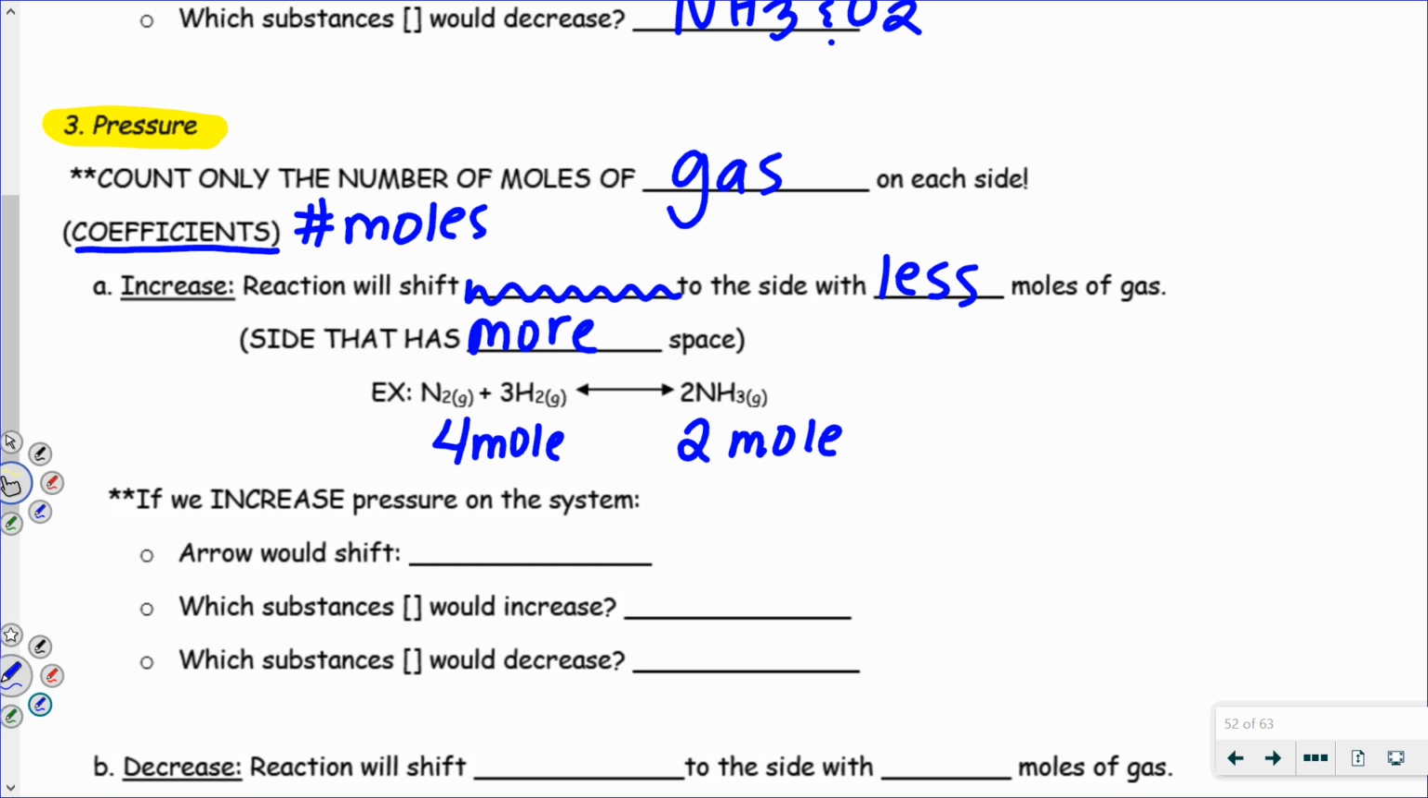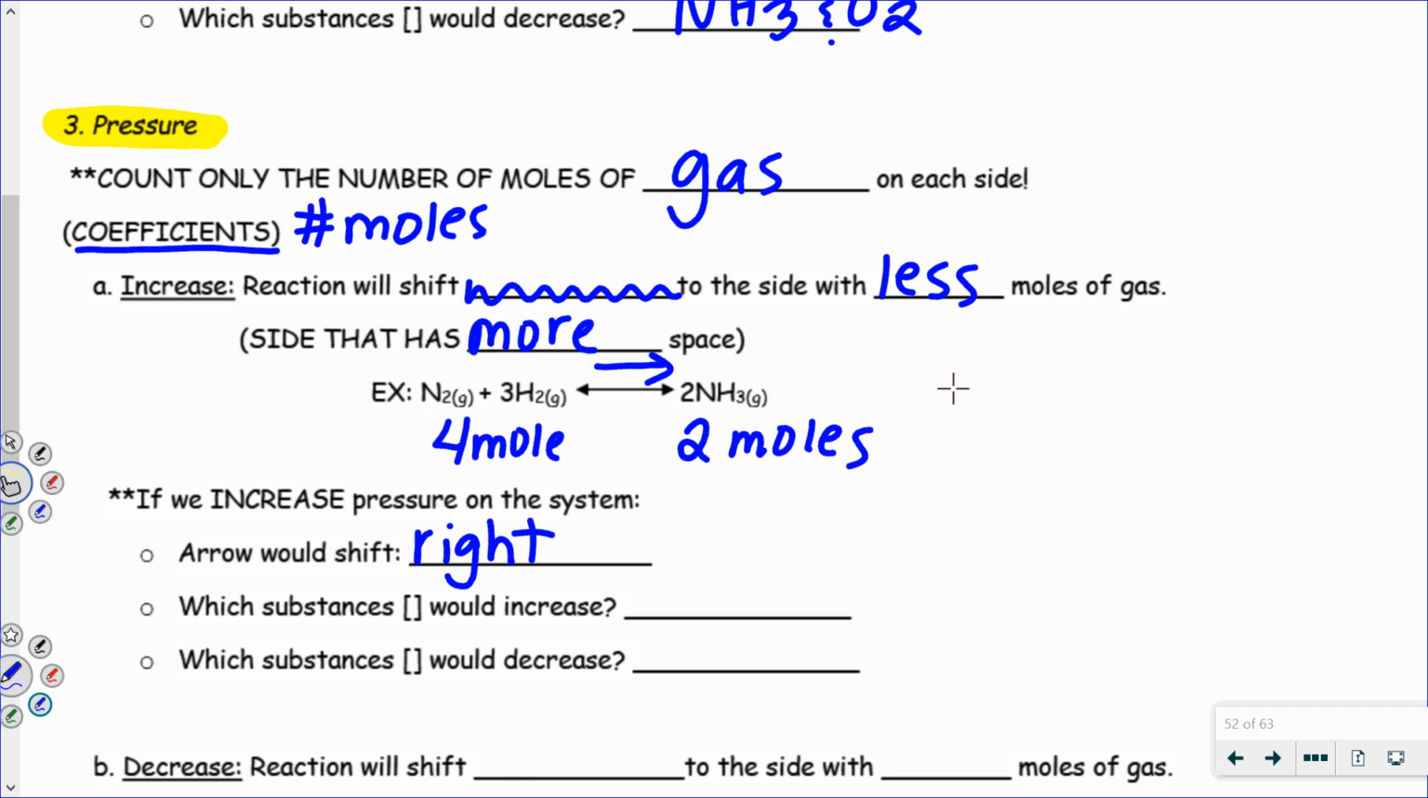If I'm increasing the pressure, I want to go to where there's less stuff because I'm being squeezed tighter and tighter and tighter. So that means I'm going to shift to the right because I'm going to shift to where there are less moles. So the arrow is going to shift to the right.